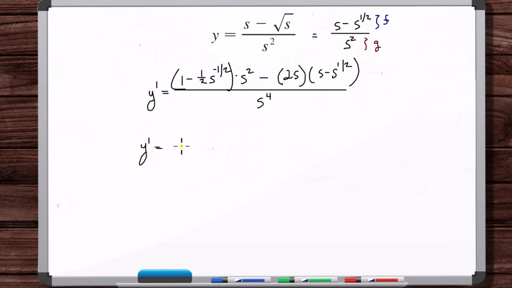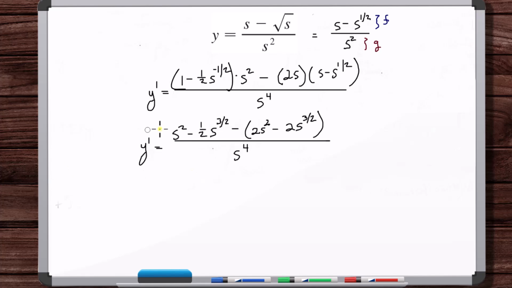Okay, so we've got s squared minus 1/2 s to the minus 1/2 plus 2 is 3/2, minus 2s squared, minus 2s to the 1 plus 1/2, 3/2.